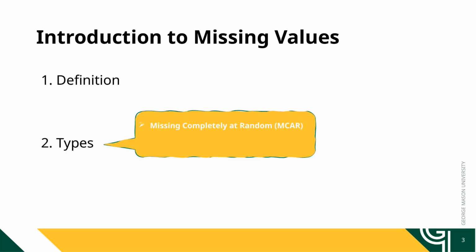Types of missing data: missing completely at random. The probability of a value being missing is unrelated to any observed or unobserved data. Missingness occurs purely by chance. Missing at random: the probability of missingness is related to observed data, but not the missing data itself. For example, older respondents are more likely to skip questions about technology use. Missing not at random: the missingness is related to the value that is missing. For example, people with higher incomes choose not to disclose their income.